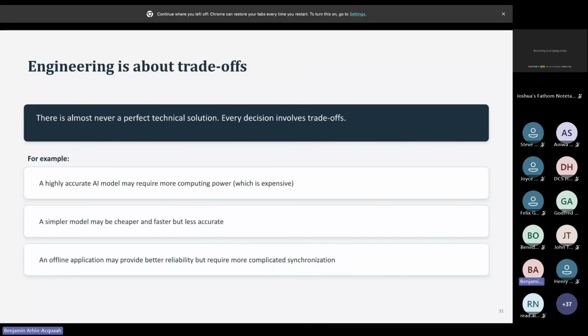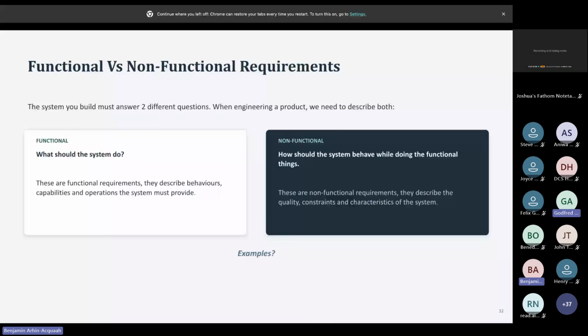Now, in engineering there is something we call the functional and non-functional requirements. Every system has to answer two questions. When engineering a product, we need to describe both functional requirements and non-functional requirements.